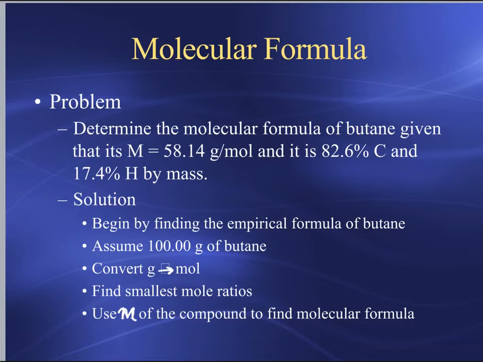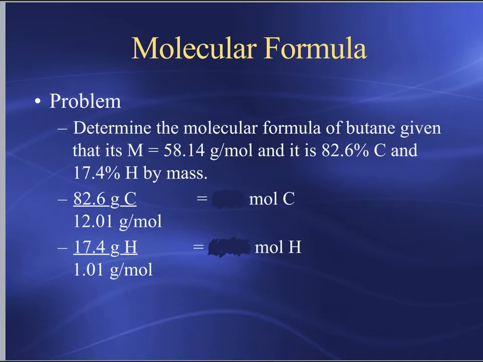So really, everything in steps in order to solve this is the same except for the last one, right? We begin by finding the empirical formula of butane. So we assumed 100 grams of the compound so that we could turn those percentages into grams. We'd convert the grams into moles. We would divide by whichever one was the smallest amount of moles, and then we would look at our ratios there and figure out what the empirical formula was. The only thing that we have to do in addition now is we're going to use the molar mass given to us in the problem to find the molecular formula. So it's just one more thing to do at the very end.